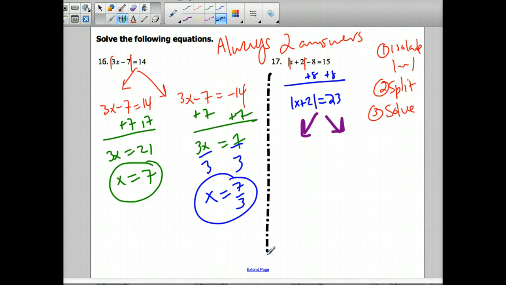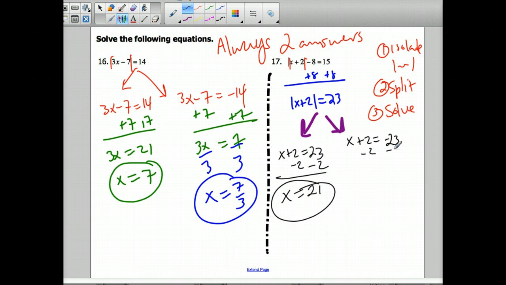I'll just put this board up here. And that gives me x plus 2 equals 23, the exact same. Then x plus 2 equals the negative of that side, negative 23. Now, subtracting the 2's, x equals 21. And then x equals negative 25. Those are our two answers.